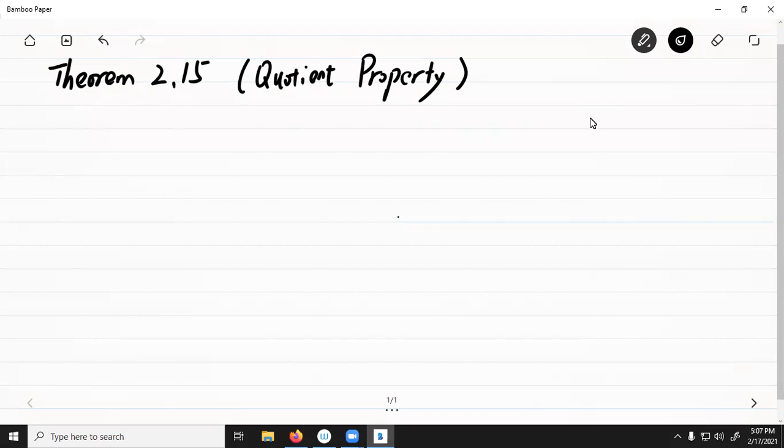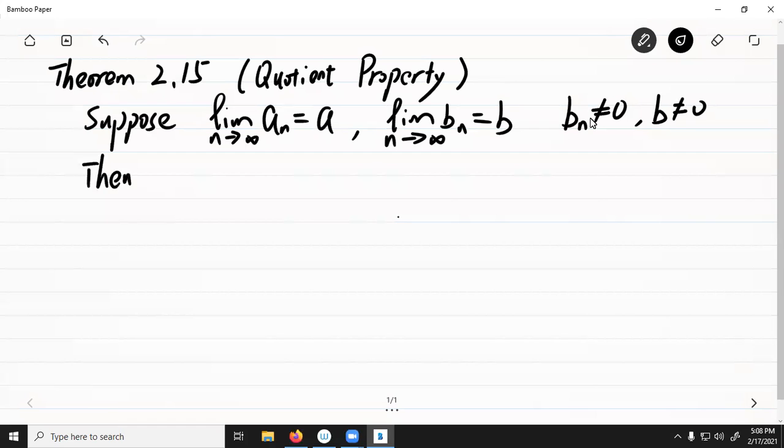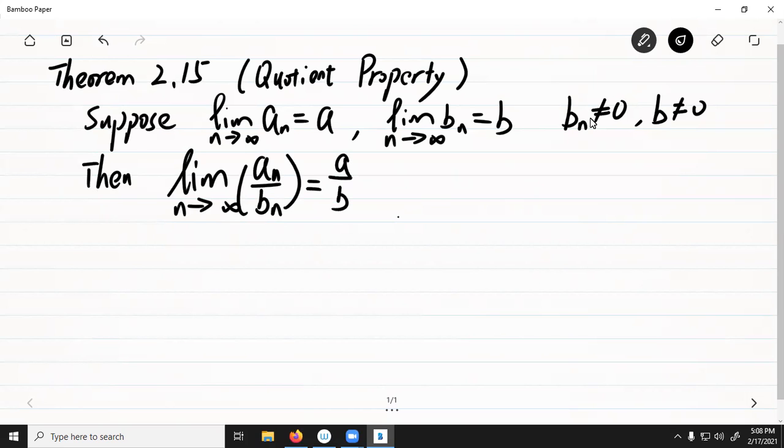Okay, we continue our Theorem 2.15, the quotient property. It says, suppose the limit as n approaches infinity of a_n equals a, and the limit as n approaches infinity of b_n equals b, and here b_n is not equal to 0 and b is not equal to 0. Then the limit as n approaches infinity of a_n over b_n is equal to a over b. Okay, so this is the quotient.